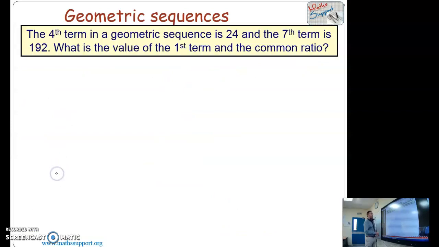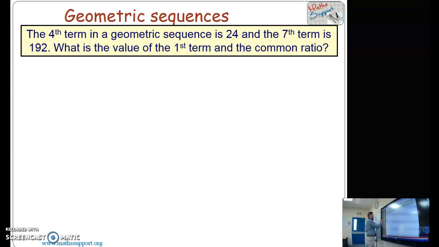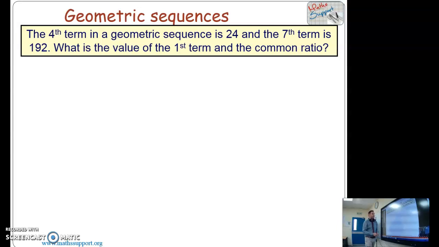Another example. The fourth term in a geometric sequence is 24. Seventh term is 192. Again, we want the first term and the common ratio. Give you a chance to pause this one now, have a go at that, use the formula, plug in the values you know, and in fact, we'll then move on and explain it. So give it a go if you want to pause it, and now I'll move on.